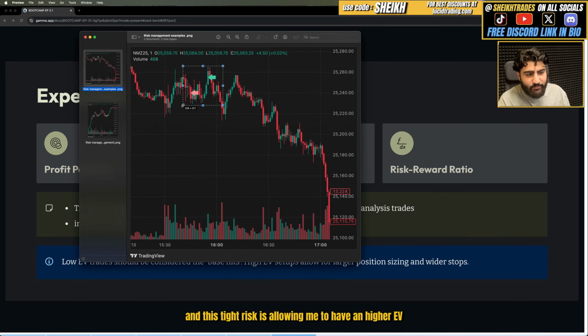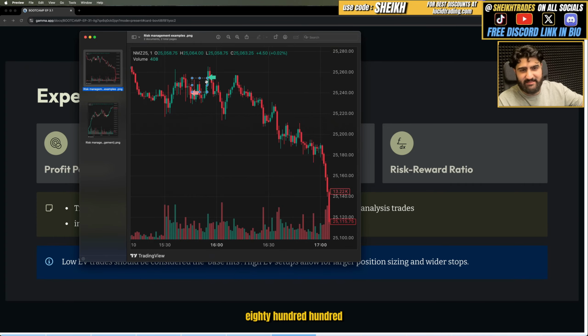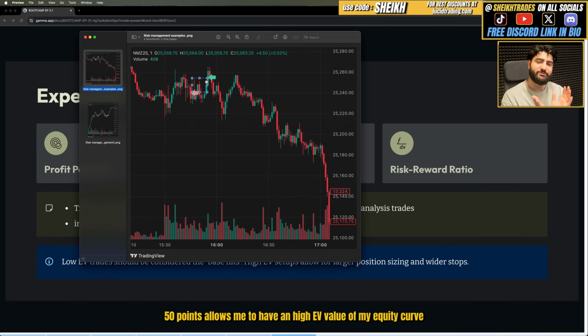And this tight risk is allowing me to have a higher EV because every time I lose this amount, which is 20 points, 15 points, whatever, and I win more than I lose. Every time I'm only losing this small, 20 points, compared to the massive trades that I take, those high EV trades where I make 60, 80, 100, 150 points, it allows me to have a higher EV value of my equity curve.